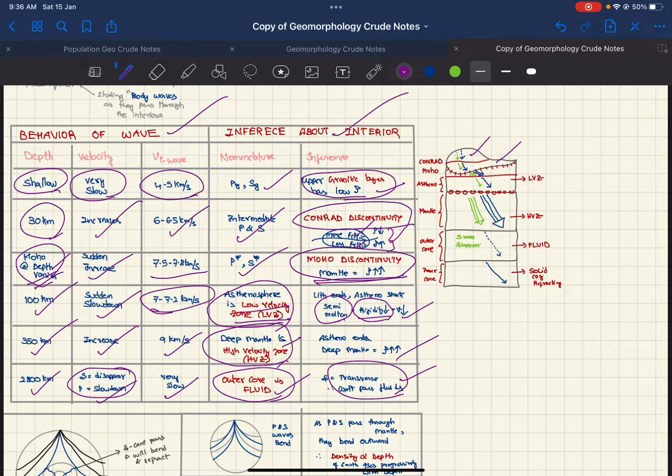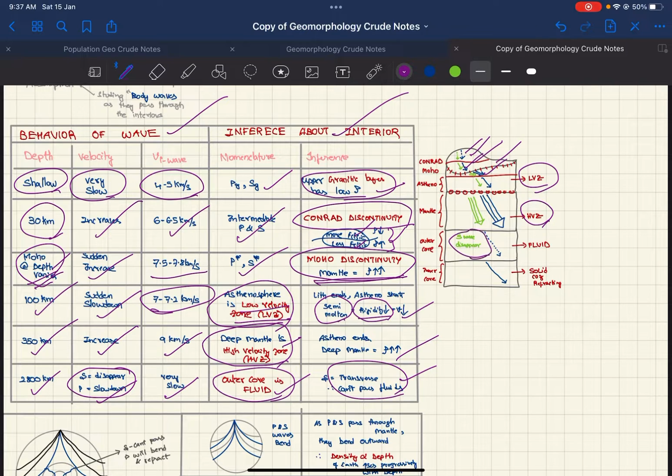If you look at this diagram, here we have the Conrad discontinuity. The S and P waves are slow. At Moho, after the Conrad discontinuity, the velocity increases. After Moho, it increases further. At the asthenosphere, they will slow down, hence LVZ. After that, the velocity will increase very much, hence it is called high velocity zone.